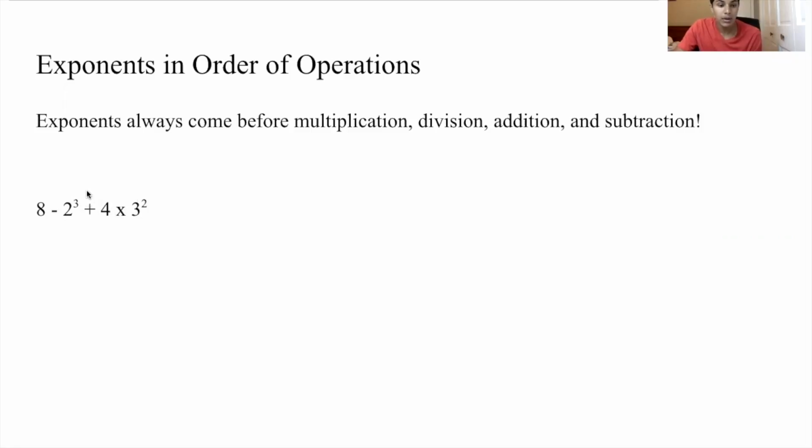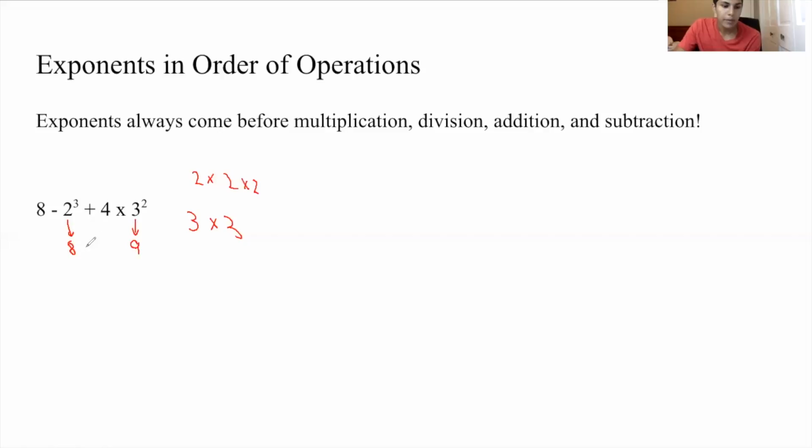It's actually the same one as before, except I added a few exponents. So instead of doing the 4 times 3 first, we need to do the 3 squared first, because this is an exponent, and we want to simplify that. So we're going to do 3 squared first. 3 squared means 3 times itself 2 times, so 3 times 3, and that would be 9. And we also want to do the 2 cubed first, or 2 to the power of 3, which means 2 times itself 3 times, which is 2 times 2 times 2, and that's going to be 8. So this simplifies to 8.